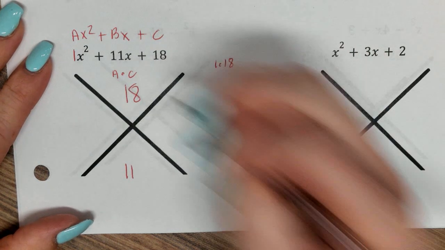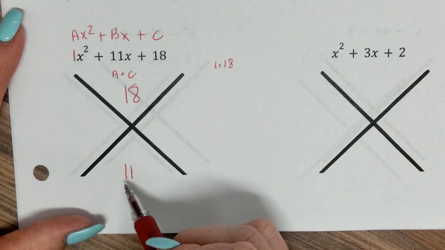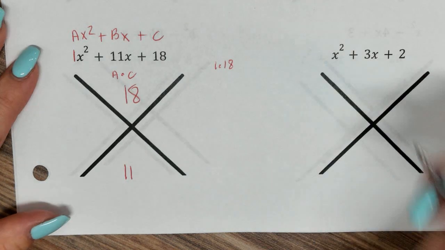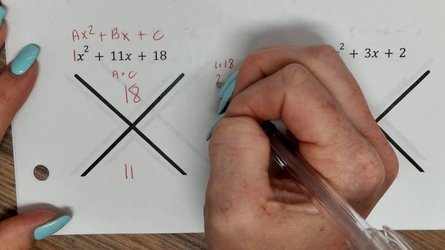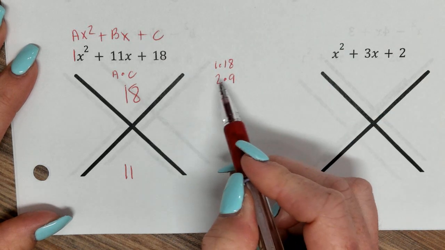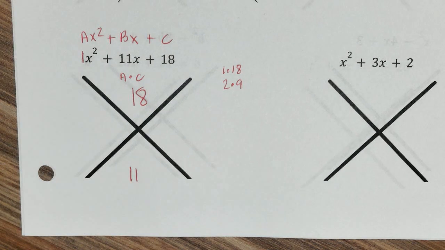1 times 18 is 18. Do y'all agree? But does 1 plus 18 add up to 11? No. So I go on to my next one. What's another factor of 18? 2 times 9. 2 times 9 is 18. Does 2 plus 9 add up to 11? So that will be what's going to go in my parentheses.